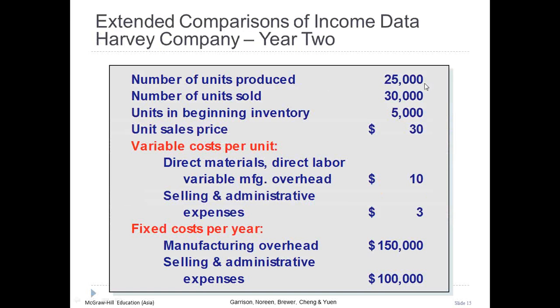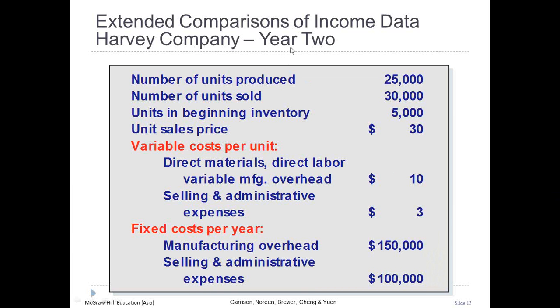So, number of units produced, 25,000. Number of units sold, 30,000. It's the same under both methods, of course. Units in beginning inventory, 5,000. Unit sales price, $30. Direct materials, $10. Variable selling and administrative, $3. Manufacturing overhead, fixed, $150,000. Selling and administrative, $100,000.